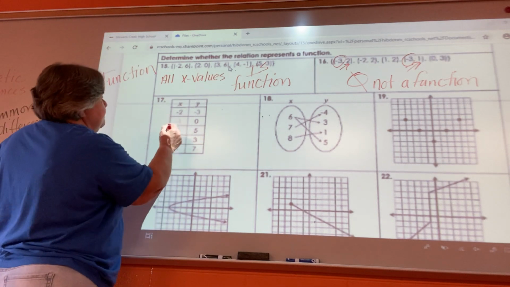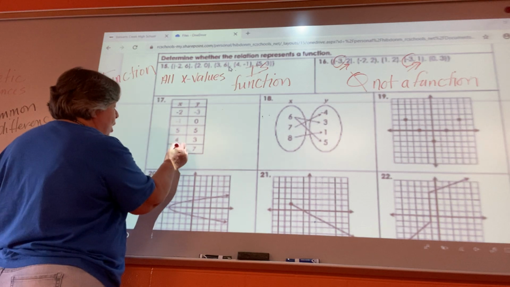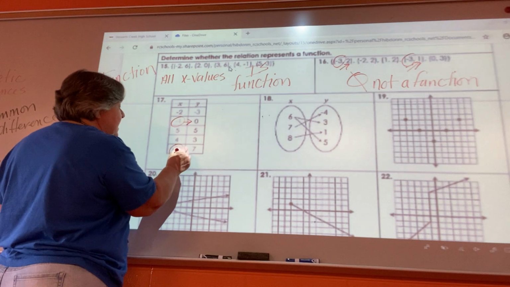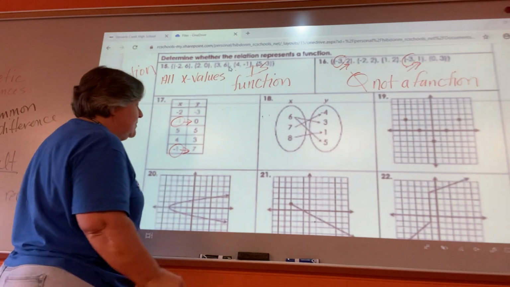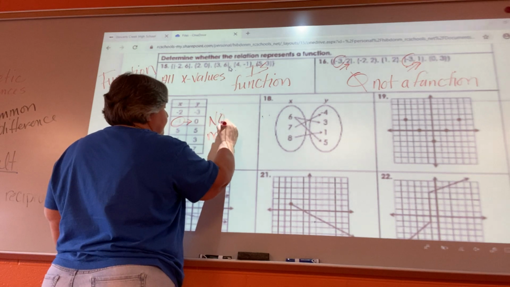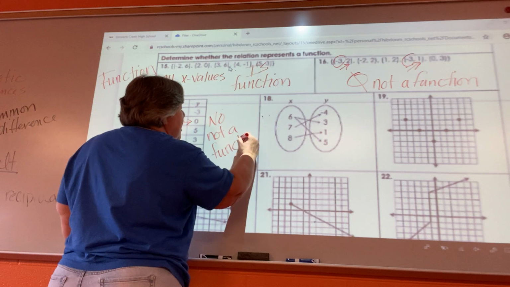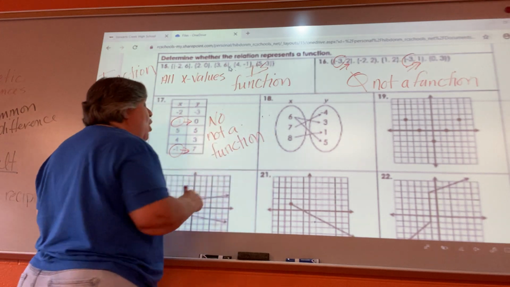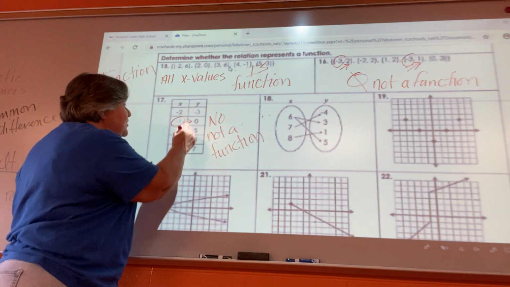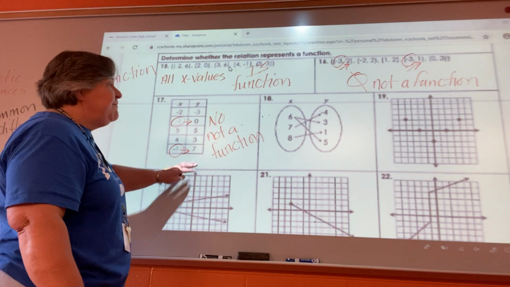Look at this. This is -2, -1, 5, 4, and -1. Well, this -1 goes to 0, and this input has an output of 7. So no, not a function. The x value can have only one y value. The same x value cannot have two different y values. So it's not a function.